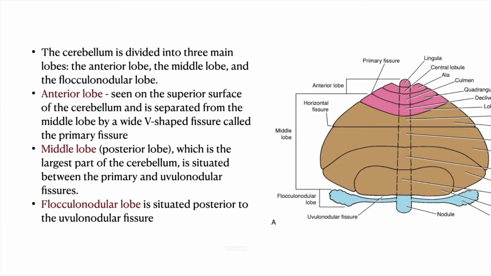The cerebellum is divided into three main lobes: the anterior lobe, middle lobe, and the flocculonodular lobe. The anterior lobe is seen on the superior surface and is separated from the middle lobe by a V-shaped fissure, which we call the primary fissure. The middle lobe is also called the posterior lobe. This is the largest part of the cerebellum and it's situated between the primary and the uvulonodular fissures. The flocculonodular lobe is situated posterior to the uvulonodular fissure.